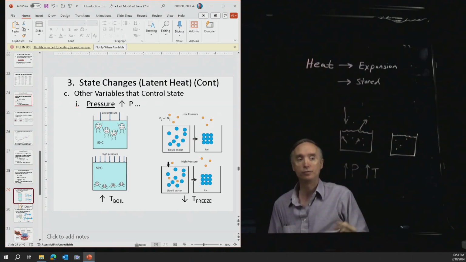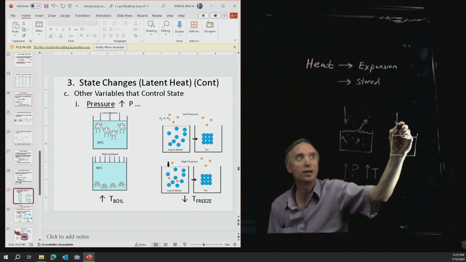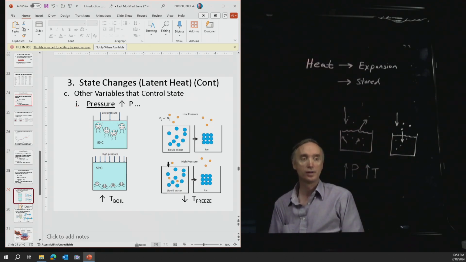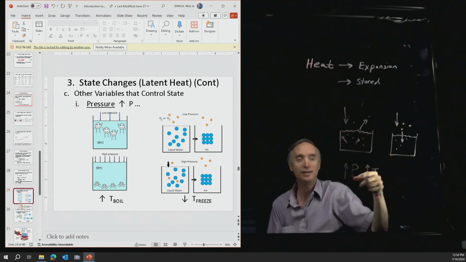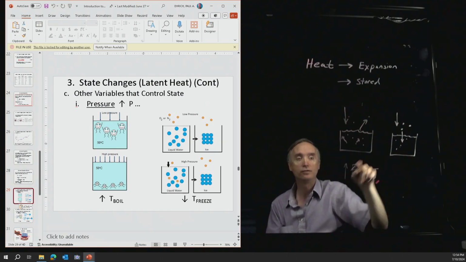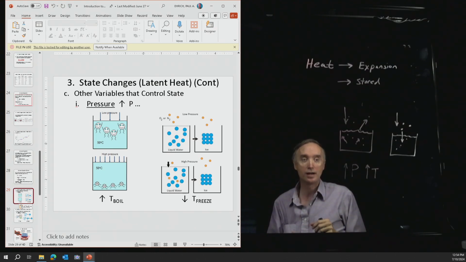But what would happen if we increase the pressure? If we increase the pressure, it's going to force oxygen and nitrogen air molecules out here into the water. And if those molecules are in the water, they get in between the water molecules, and therefore the water molecules cannot lock together to make ice.